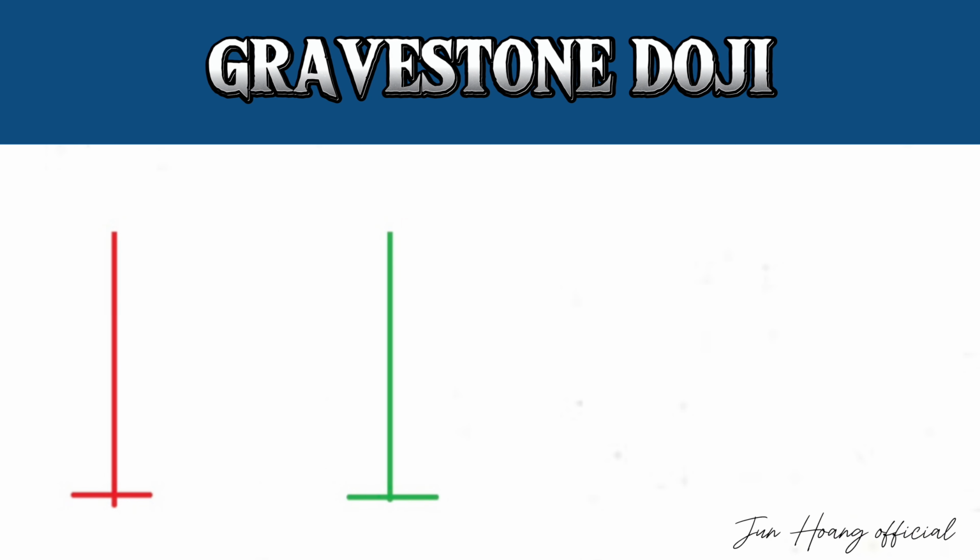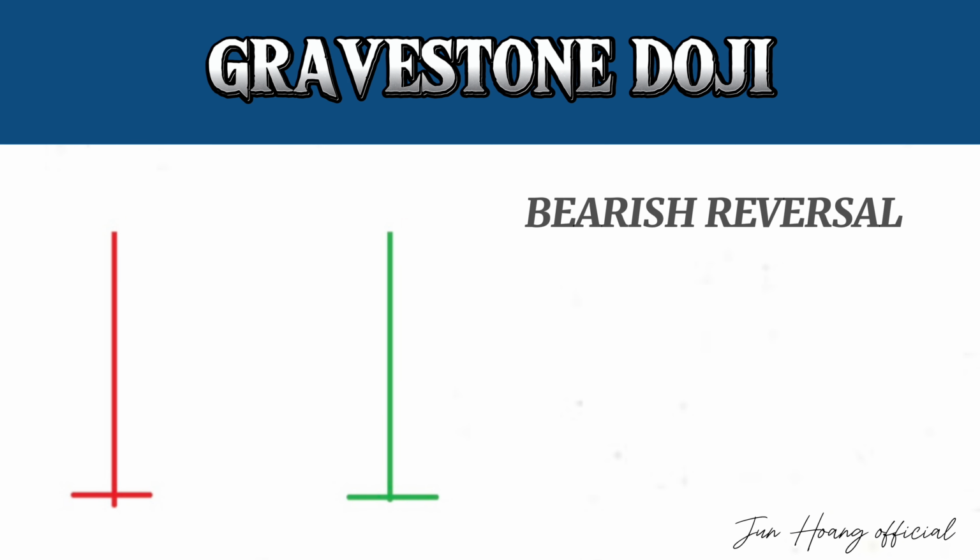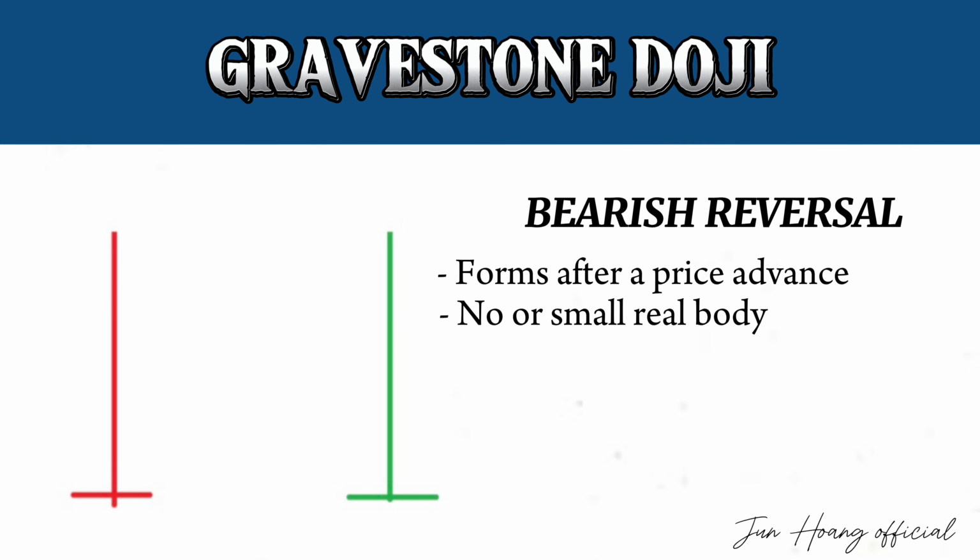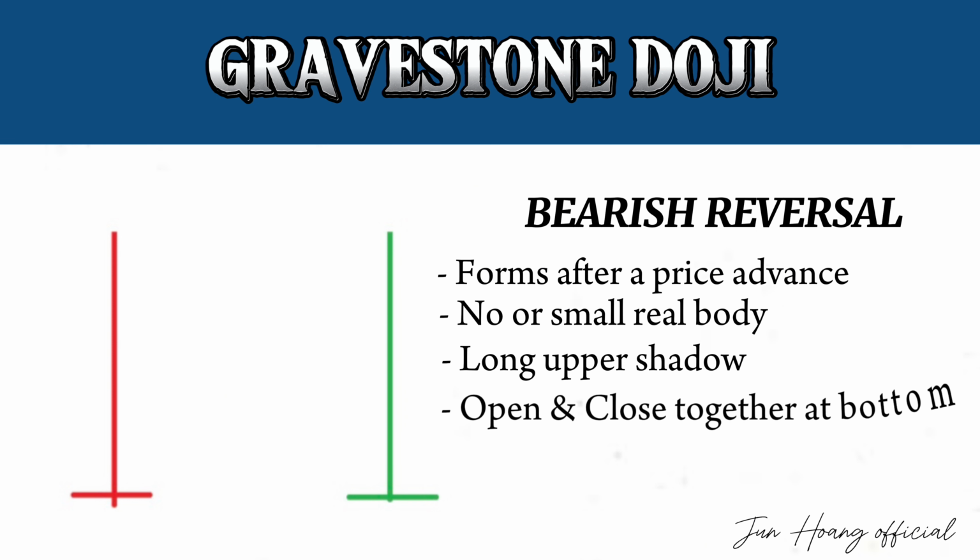Here are some key features of a gravestone doji. The gravestone doji resembles an inverted T shape with a small body or no body and a long upper shadow. There's little to no lower shadow, indicating that the closing price was at or near the session low. The long upper shadow extends upwards from the body of the candlestick. It represents the distance between the highest price and the opening or closing price.